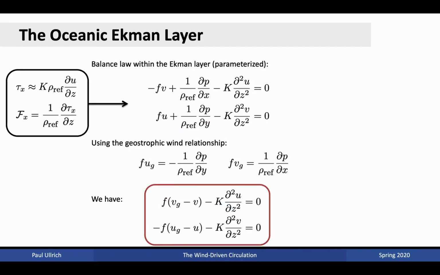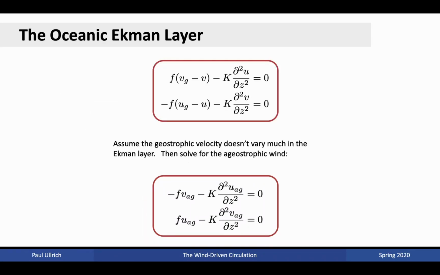Okay, since we know that the wind stress is going to be given by k rho reference ∂u/∂z, and that the frictional force is going to be given by 1 over rho reference times ∂tau x/∂z, we can plug this into our equations of motion and obtain this coupled formula for the wind velocities, incorporating Coriolis force, pressure gradient force, and frictional forces. This is the balanced law that must then be maintained within the Ekman layer. Using the geostrophic wind relationship, we can replace the pressure gradient with the geostrophic wind velocities, hence arriving at the final form below.